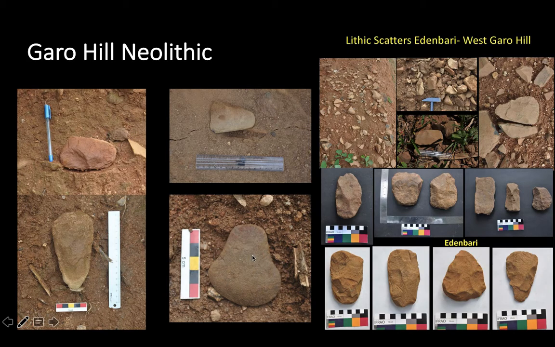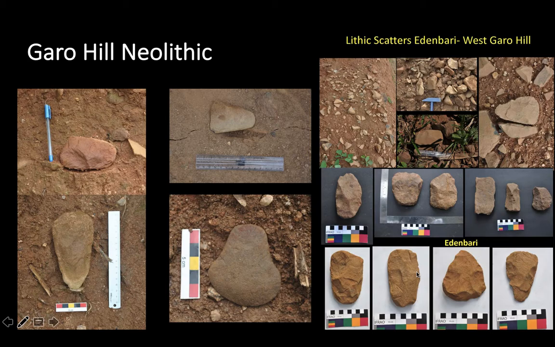The shouldered celt is one of the important features of the northeastern Neolithic that we really don't see in other parts of the country. But some shouldered Neolithic axes have been noticed in Jharkhand and very rarely in Odisha. Then there is one more site called Edenwari, where a large number of manufacturing debris has been noticed, and these are the triangular axes coming from the Edenwari site.